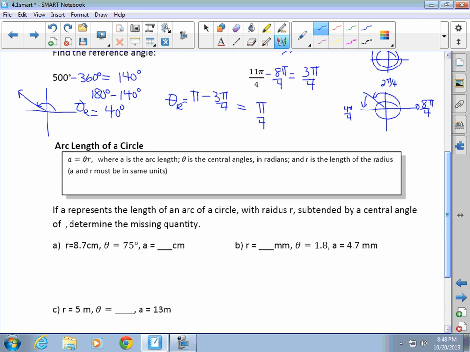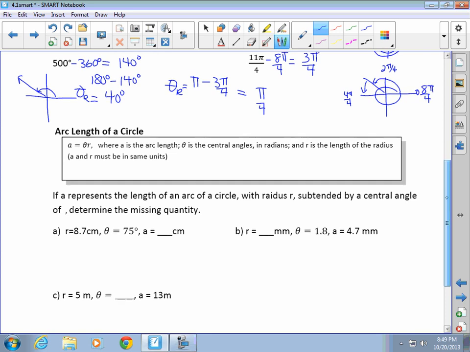Arc length of a circle. So we already know that arc length is equal to theta times r, where a is the arc length, theta is the central angle in radians, and r is the length of the radius. So a and r must be in the same units. So if the radius of your circle is in centimeters, then your arc length is in centimeters. If it's in meters, then your arc length has to be in meters.